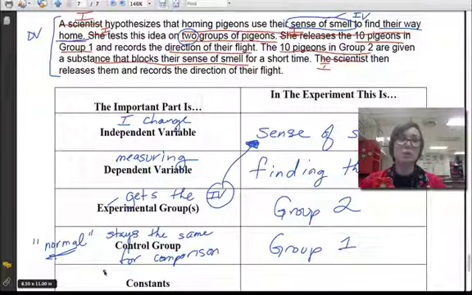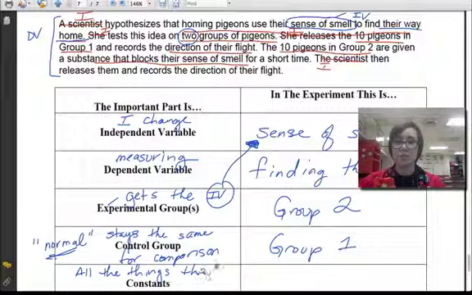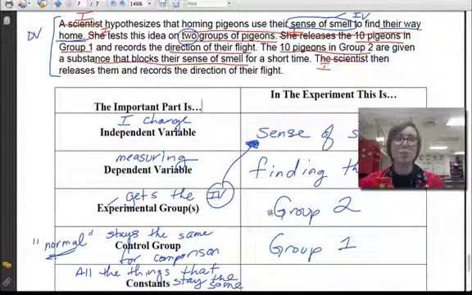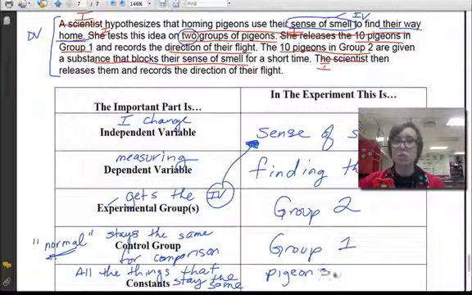Now, constants in an experiment are really important. These are all the things that stay the same. So let's think about this. What things are the same for both my experimental and my control group? So I know I have 2 groups. Are we using the same type of bird in each group? It looks like we are. So we're using pigeons for both groups. We're using the same number of pigeons, so we have 10 for each group, right? So these 2 things are both controls or constants.